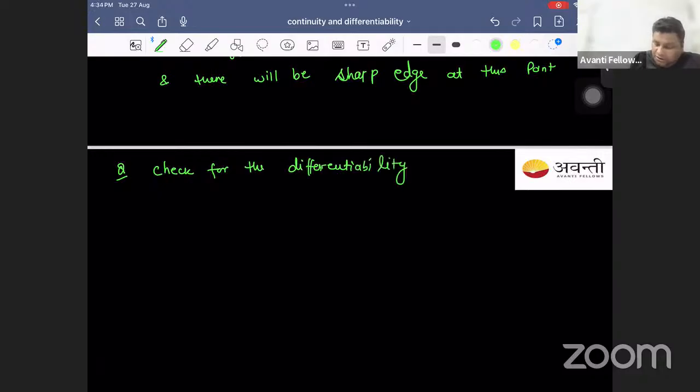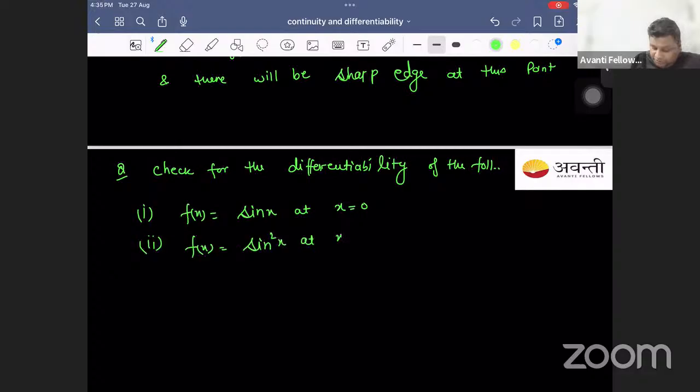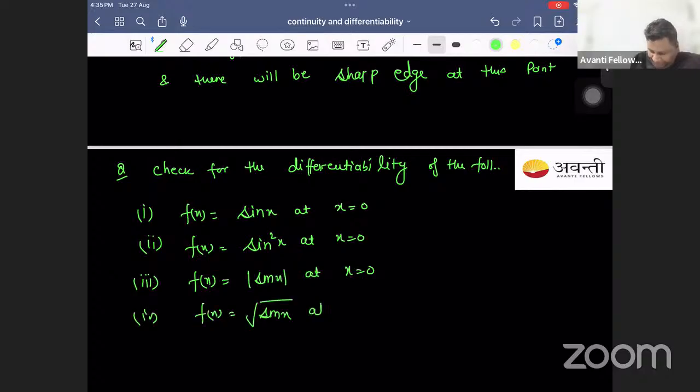Check the differentiability of the following. First is f(x) = sin x at x = 0. Second, f(x) = sin²x at x = 0. Third, f(x) = |sin x| at x = 0. And fourth, f(x) = √(sin x) at x = 0. Got it?